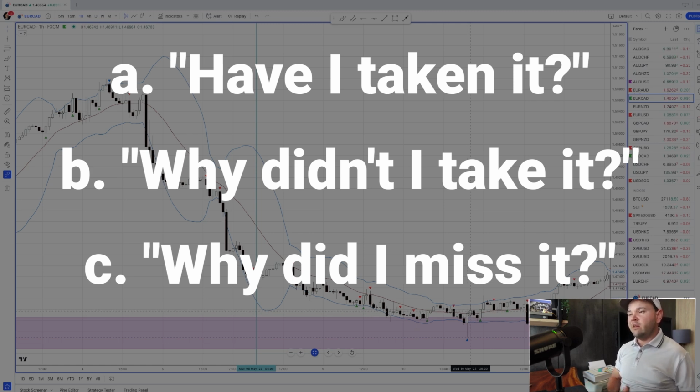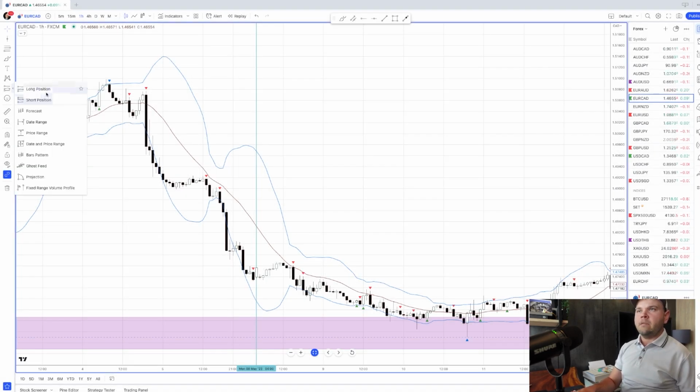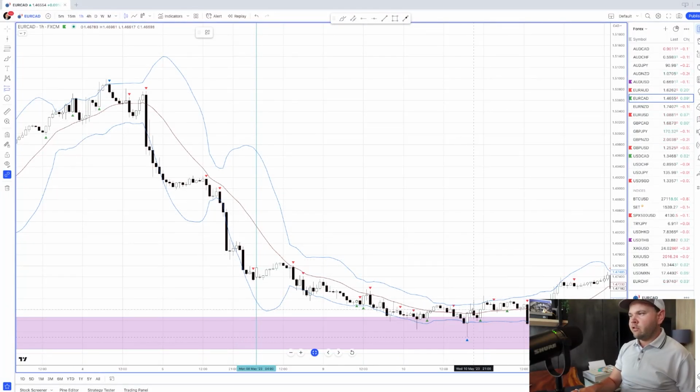In my case, I didn't really miss it. I didn't take it because I was away from the chart for a reason. Therefore, I can decide that this is a trade that I simply missed for a fairly good reason. Then I'll just put this in my chart. We'll just put this here. So, long position over here. We're going to enter just above this.